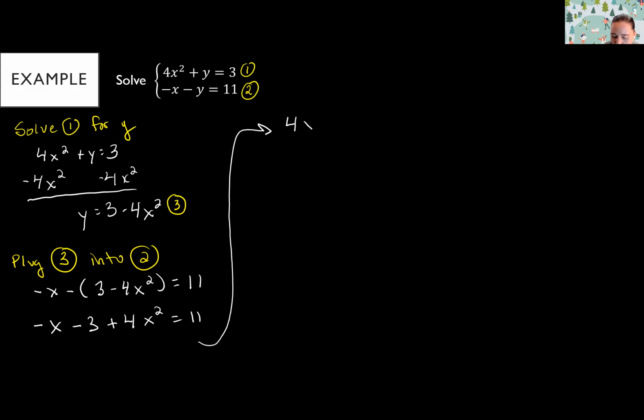So quadratics, we have the x squared part first. So that's 4x squared. And then minus x, then minus 3 equals 11. And I need to have it equal to 0 in order to solve a quadratic. So I'm going to subtract 11 from both sides. So that gives us 4x squared minus x minus 14 equals 0.